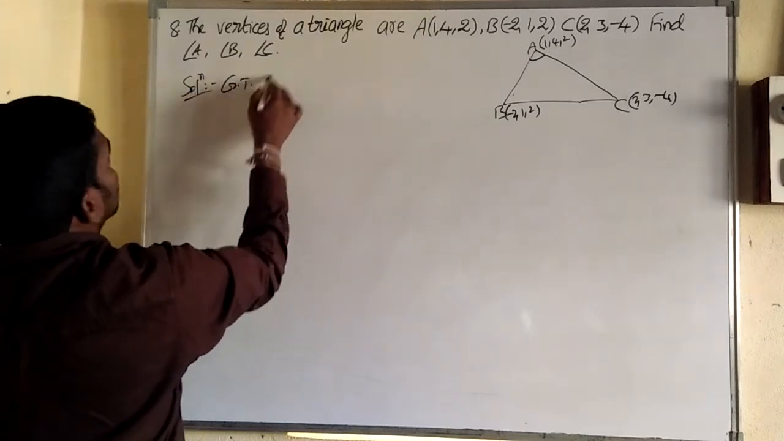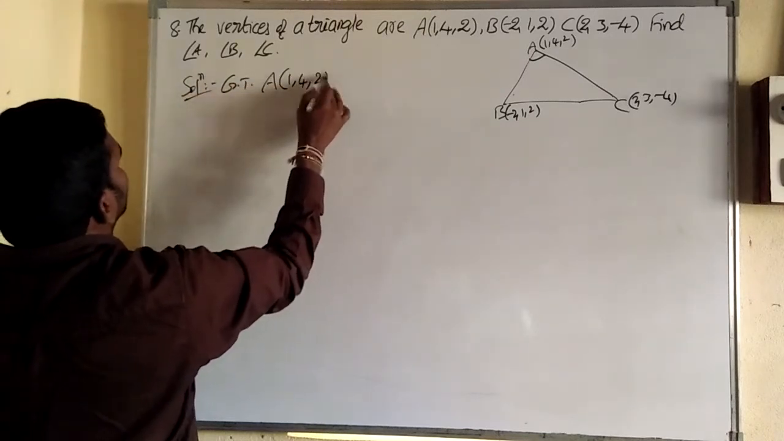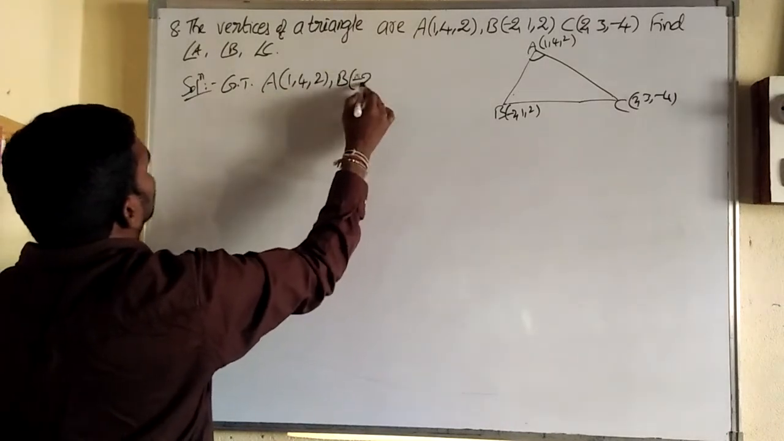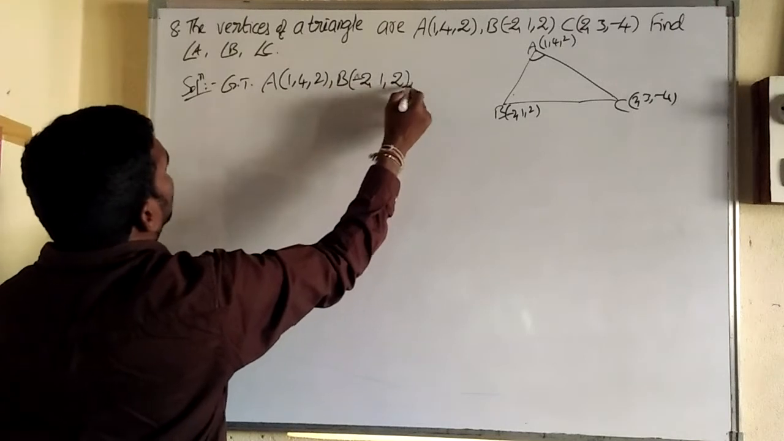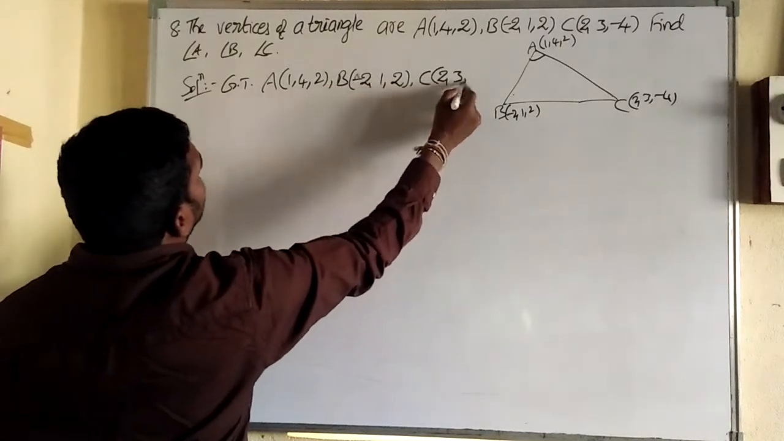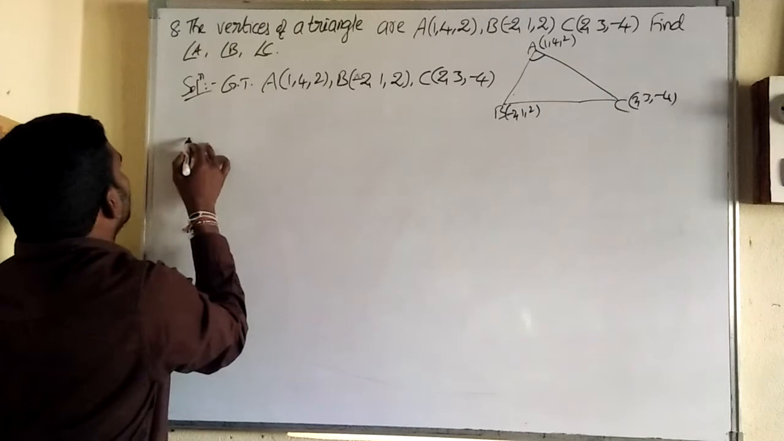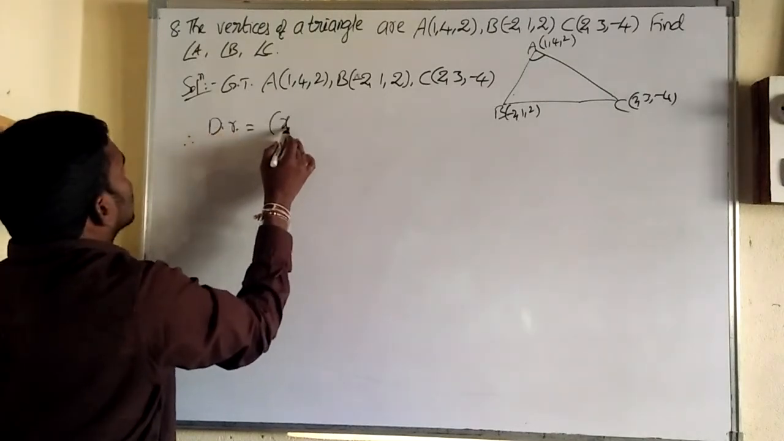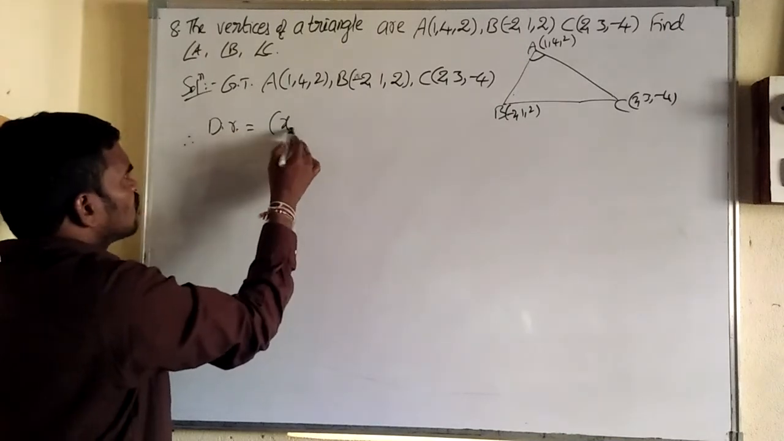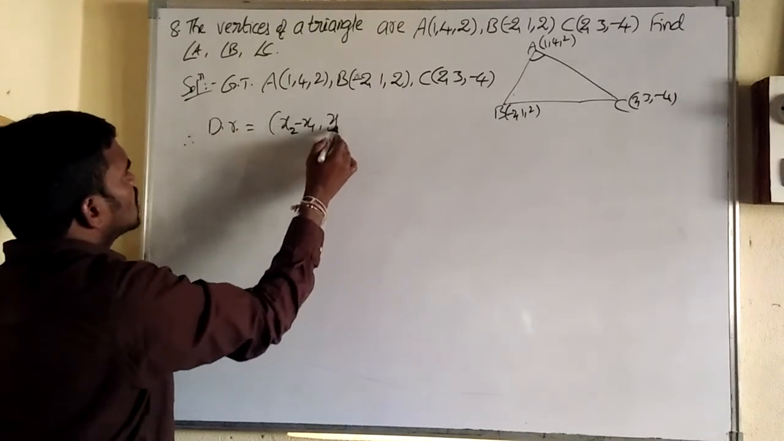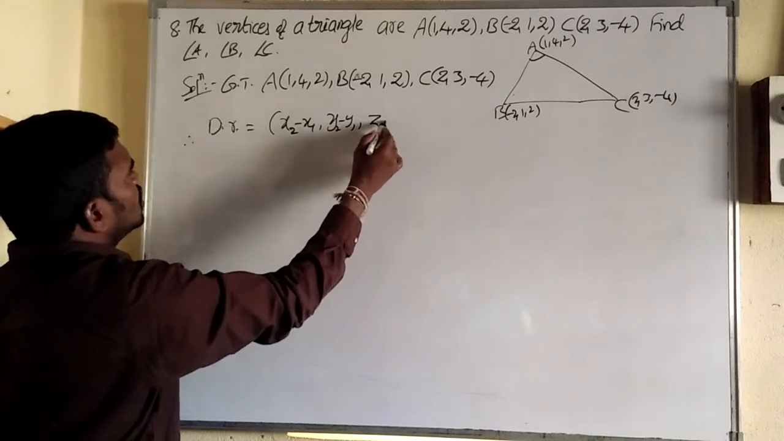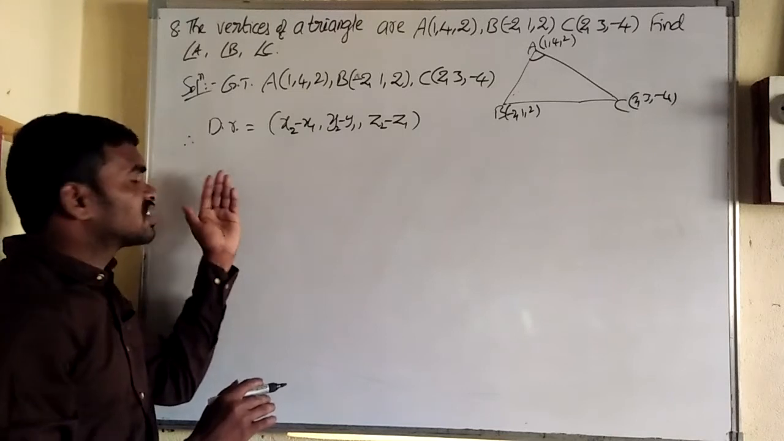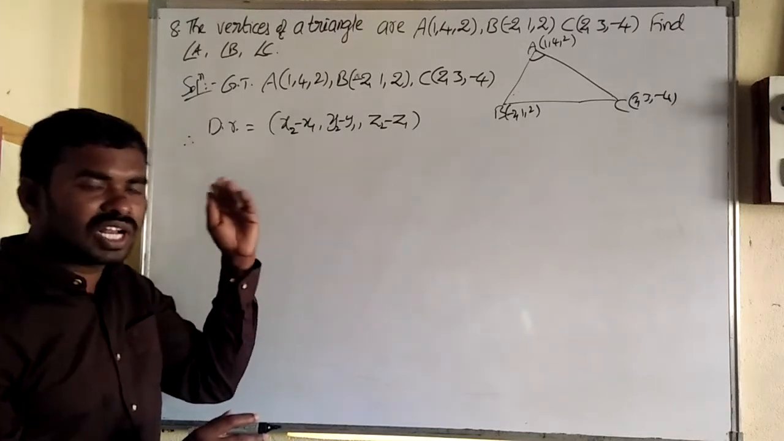So, given that A is (1, 4, 2), B is (-2, 1, 2) and C is (2, 3, -4). So therefore, what is the direction ratios formula? x1 minus x2 or x2 minus x1. Whichever we wish, we can write x2 minus x1, y2 minus y1, z2 minus z1. No problem. If you take x1 minus x2, y1 minus y2, z1 minus z2, then also you will get the same answer.